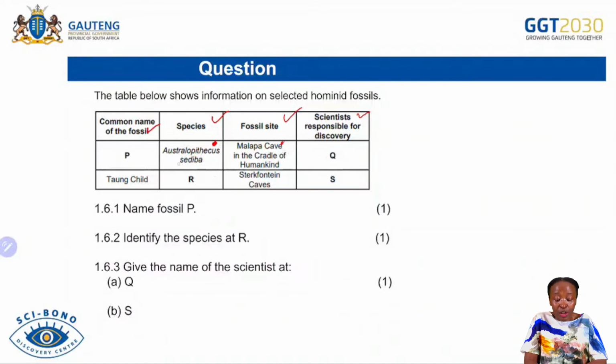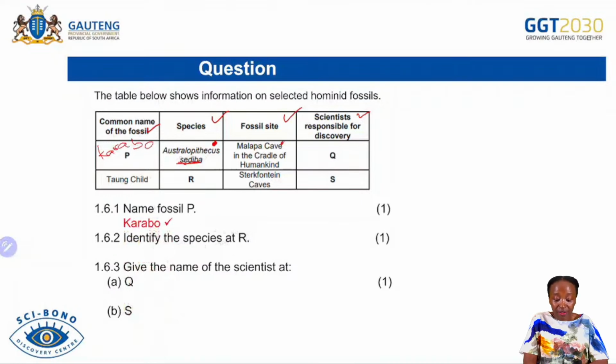If you have not seen it, you already know that we said the common name for Australopithecus sediba, this is the one that is known as who? As Karabo. And who found Karabo? Did you say it was Berger or Raymond Dart? I think it's Berger. We'll see the answer now. And then the question says name fossil P. So we said the common name for fossil P is who? Is Karabo. So let's see if we are correct. Yes, it is Karabo.